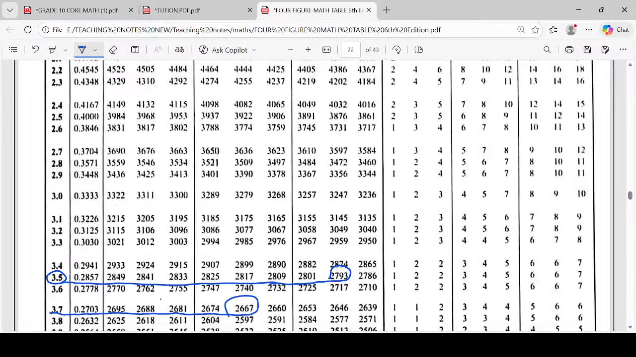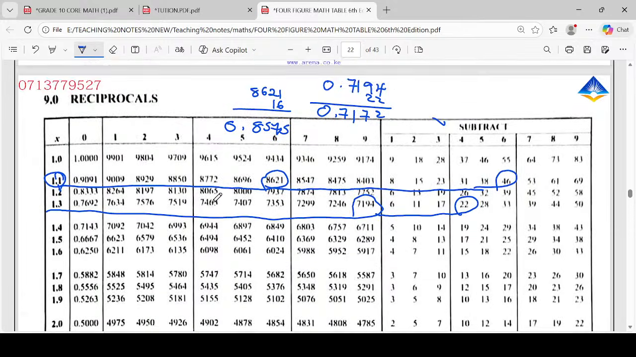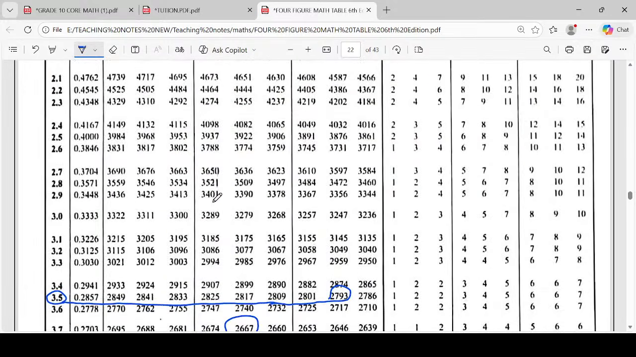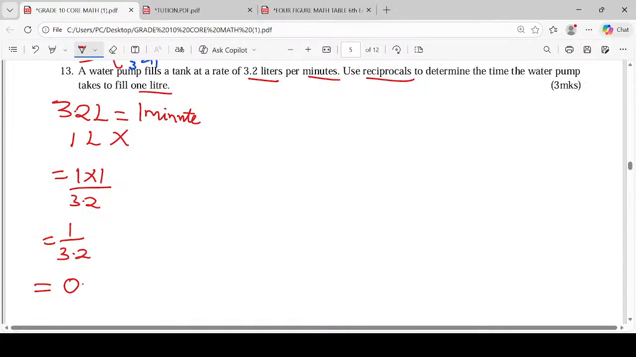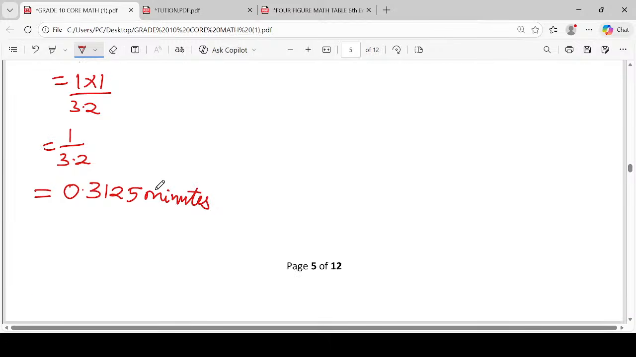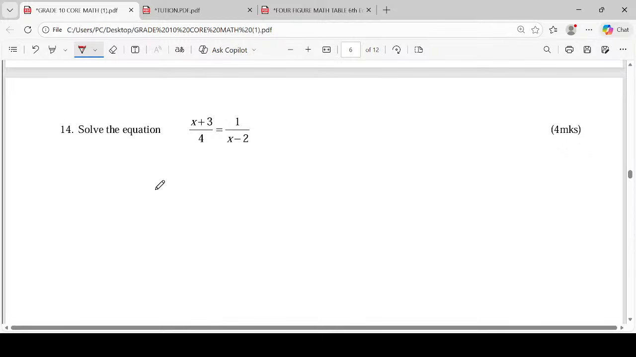Let's go to page 17 of our log table. It is here. The reciprocal of 3.2, ladies and gentlemen, is 0.3125. So the answer here is 0.3125 minutes. That's the time it will take. Let's proceed to question number 14.